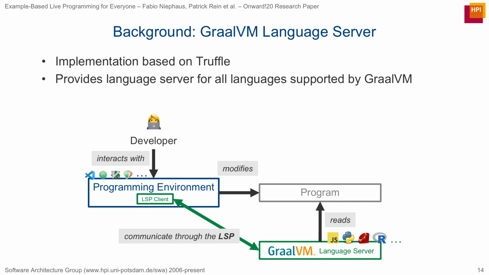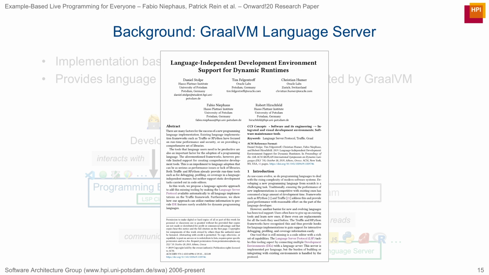Last year, we worked on the GraalVM language server, which is an implementation of a language server in Truffle. So it is language agnostic, very similar to the debugging and profiling tools that GraalVM already provides. So every language implemented in Truffle gets a language server almost for free. That means now we have an architecture that is independent from the programming environment as well as from the programming language. We presented a paper on this last year at the Dynamic Language Symposium if you want to learn more.